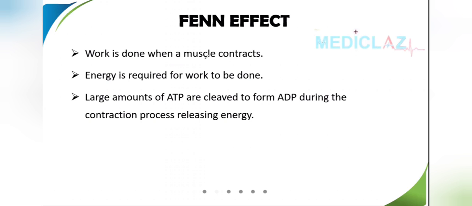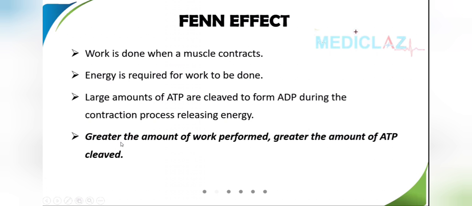So I'll show you here, just a sec. Greater the amount of work performed, that means the more the work you do, the more ATP will be cleaved. So basically, it is directly proportional. More work, more ATP will be cleaved. So this effect is called the Fenn effect. The one who found it out, Fenn, F-E-N-N, Fenn effect.